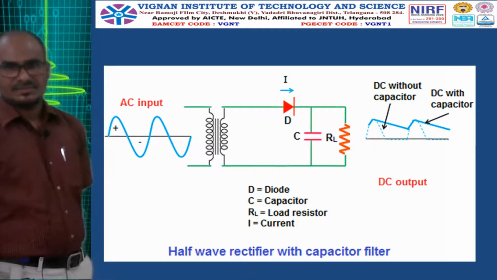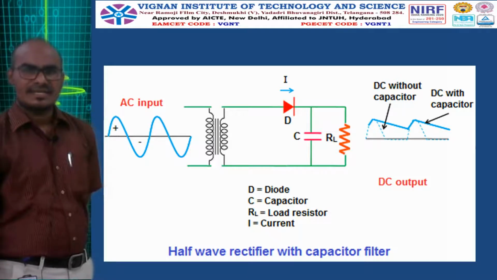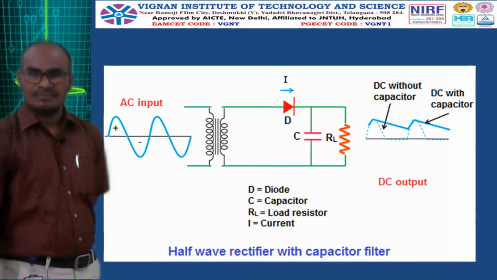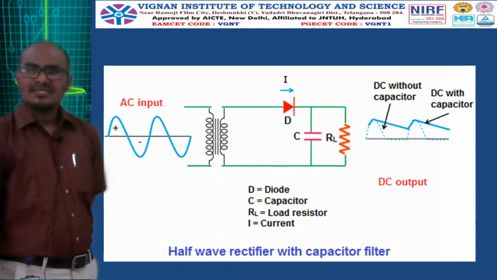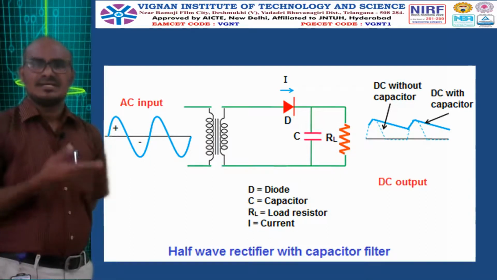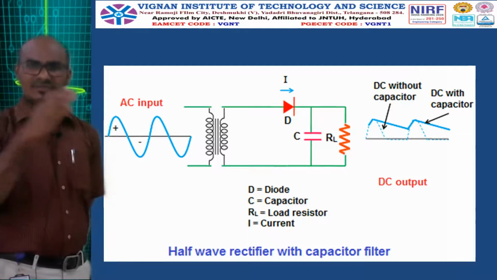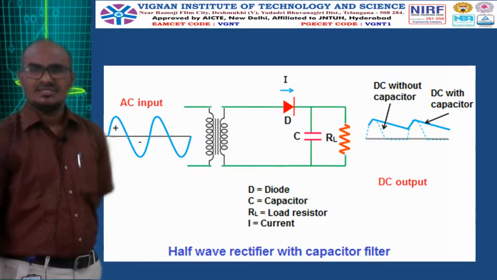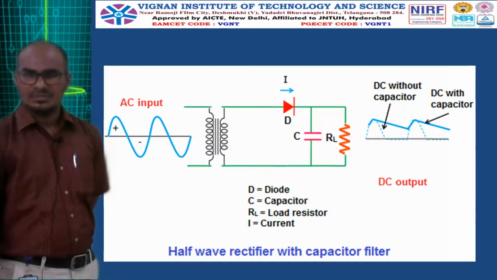So how does it work? During the positive half cycle, the diode will be on, and current flows through the load resistance RL and also into the capacitor C. During this, the capacitor C will be charging. We already know that the capacitor will charge initially and afterwards it will discharge. So during the positive half cycle, the capacitor will charge to its maximum. This is the maximum value shown in the output.